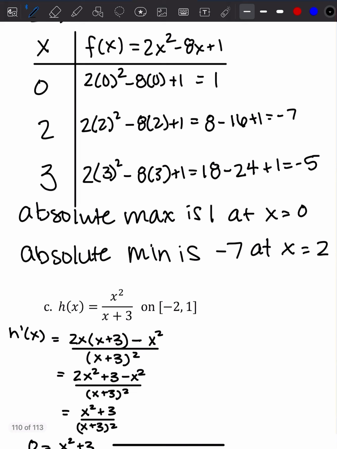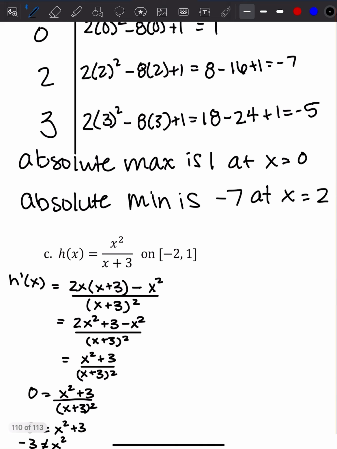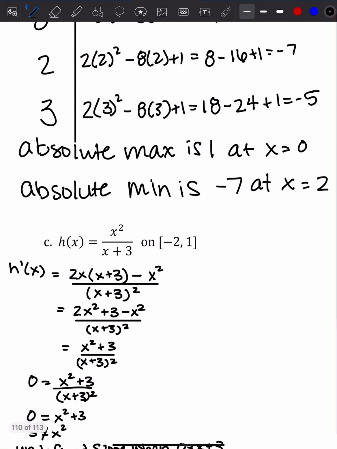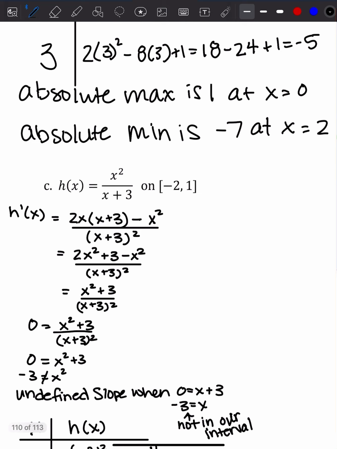So we have h of x being x squared divided by x plus 3. So we need to find the critical points if we have any. This is going to take the derivative, set it equal to 0. Well, our derivative, once we simplify everything, is x squared plus 3 divided by x plus 3. Well, if we set x squared plus 3 equal to 0, we get negative 3 equals x squared, which is an imaginary value, so we don't have to worry about this as a critical point.